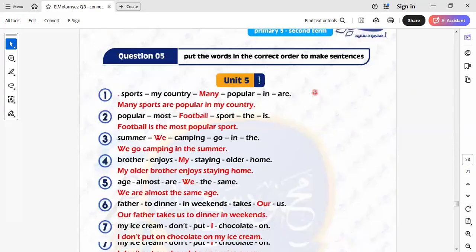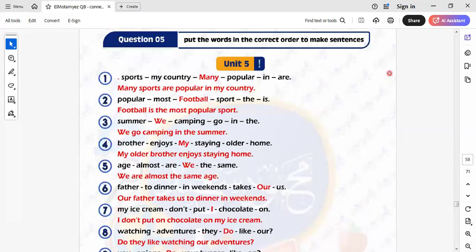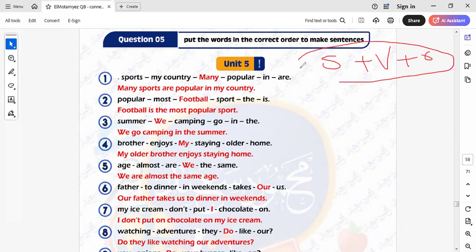Okay, let's go to another one. Here we have another kind of question, which is rearranging, as we told you before: subject plus verb plus object. I would like to write this rule when you answer the question. When we make a question form, what can we do? We can put the verb instead of the subject. I will answer 5 of them, and I will leave you the rest to read by yourself.